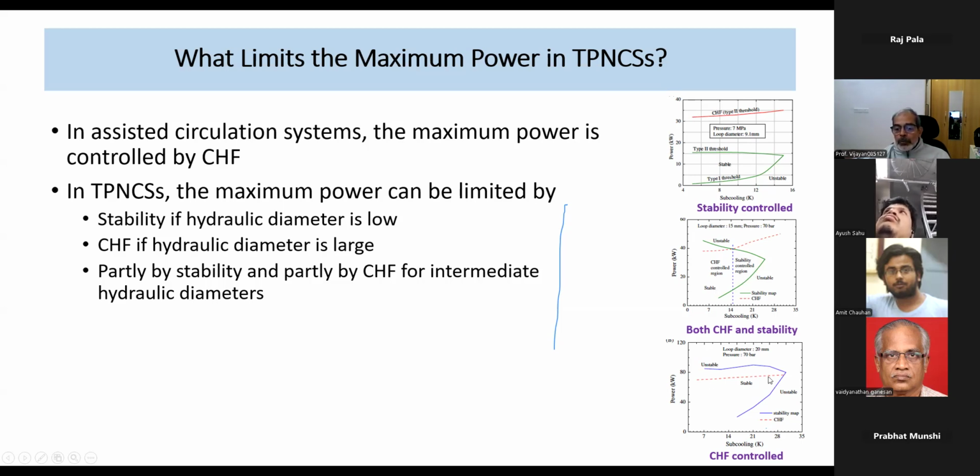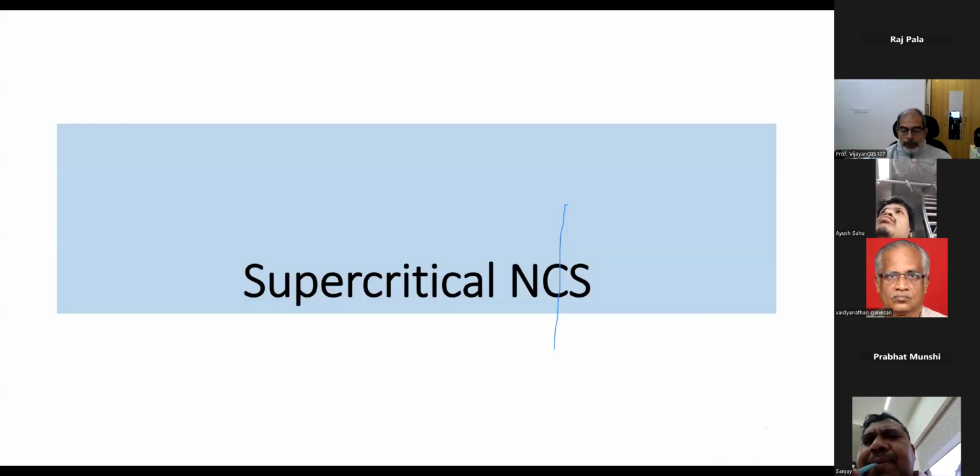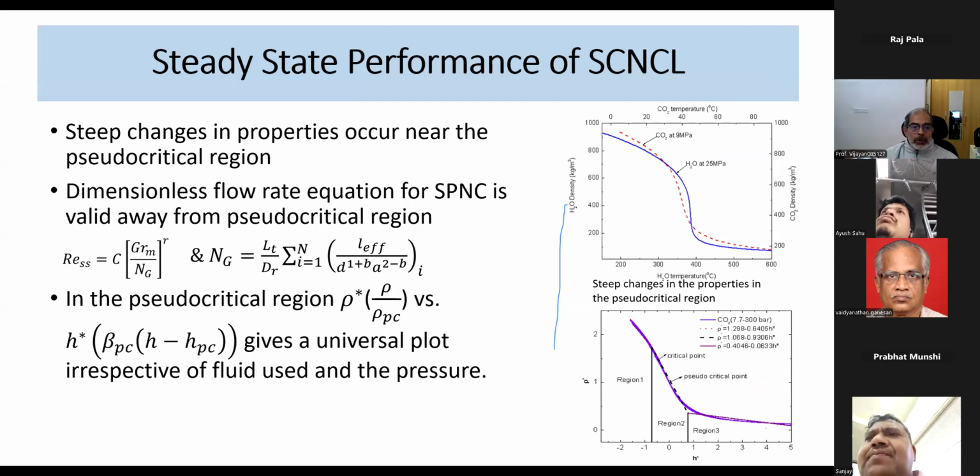And if your CHF threshold is well inside the stable zone, then it becomes like our boiling water reactors with pump, where it is CHF control. And what about the supercritical natural circulation system?